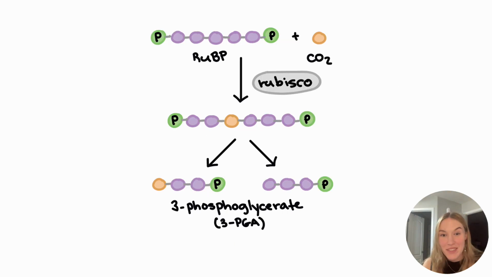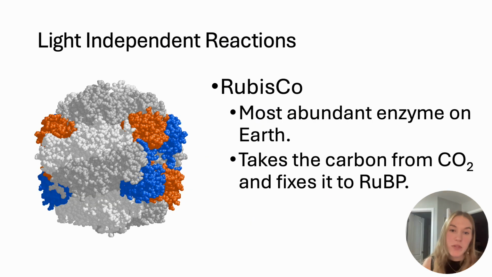Now, the second part of carbon fixation is we split this 6-carbon molecule into 2 3-carbon molecules called 3-PGA. It looks like this. Now, Rubisco is actually a really cool enzyme, but there's a couple of things I really need you to know about it. One is the function that it takes carbon from CO2 and fixes it to RUBP. That's the main thing that I need you to know. But I also want you to know this is the most abundant enzyme on Earth. I think that's pretty cool. It's a nice piece of trivia to know.